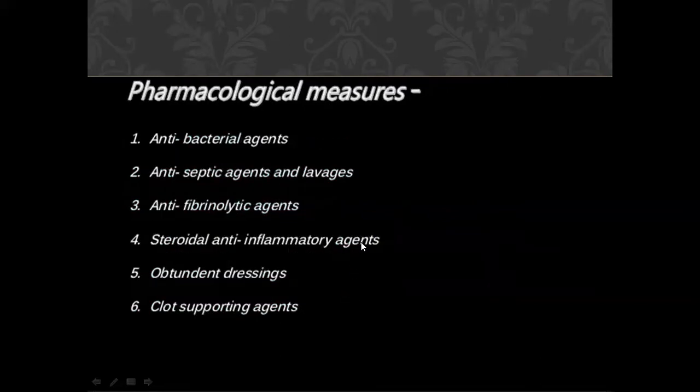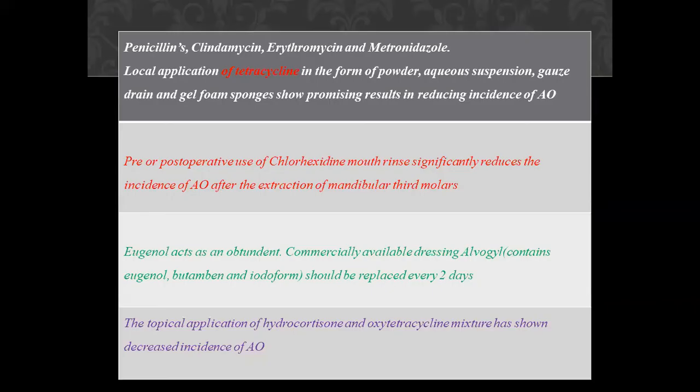Coming to the pharmacological measures: antibacterial agents, antiseptic agents, antifibrinolytic agents, steroids, anti-inflammatory agents, obtundent dressings, and clot supporting agents. Antibiotics include penicillin, clindamycin, erythromycin, and metronidazole. Even local application of tetracyclines also shows promising results in reducing the incidence of alveolar osteitis.